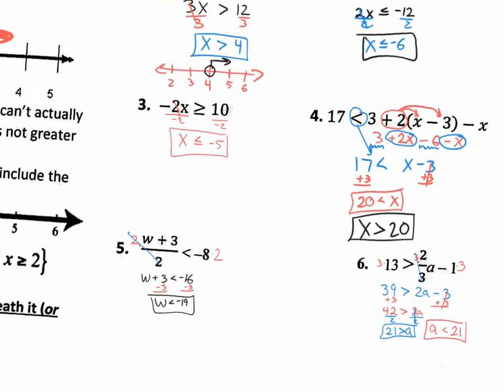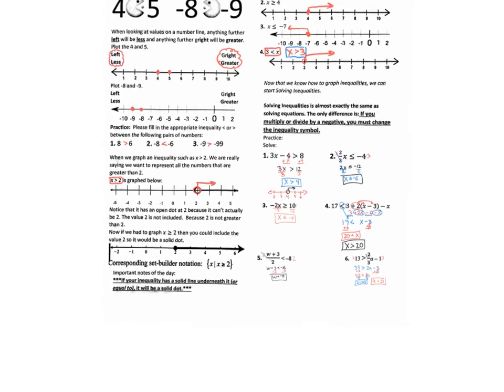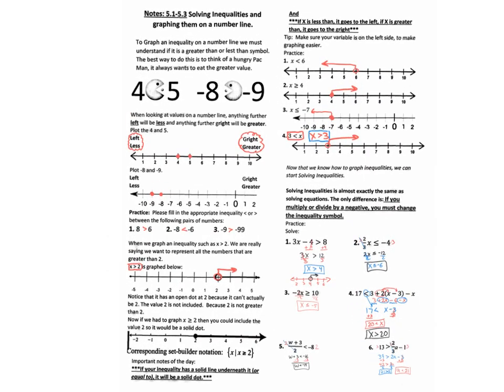This is all 3 sections. It's all exactly the same. You're just solving inequalities exactly the same as you solve equations. The only difference is if you multiply or divide by a negative, you have to flip that inequality symbol. And also, I might ask you to graph your answers, solid dot, open dot, depending on if you have the or equal to, and left is less than, great is greater than.